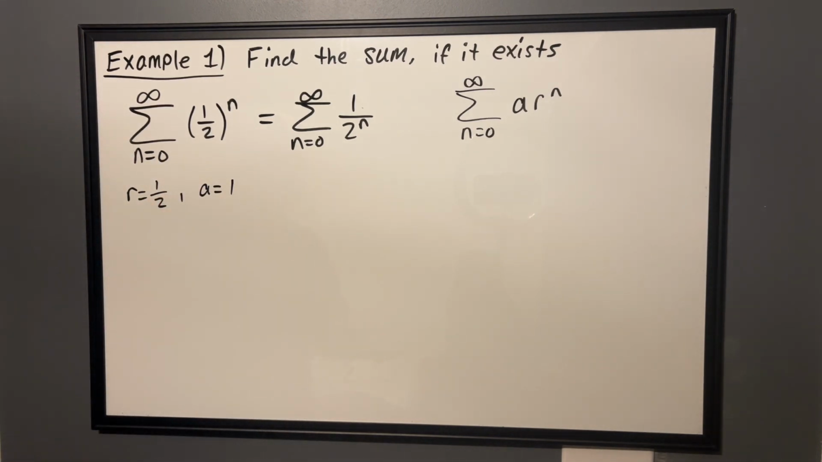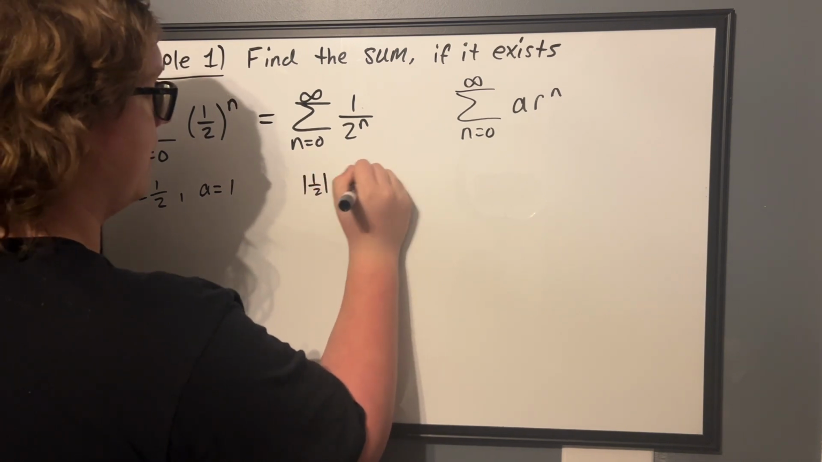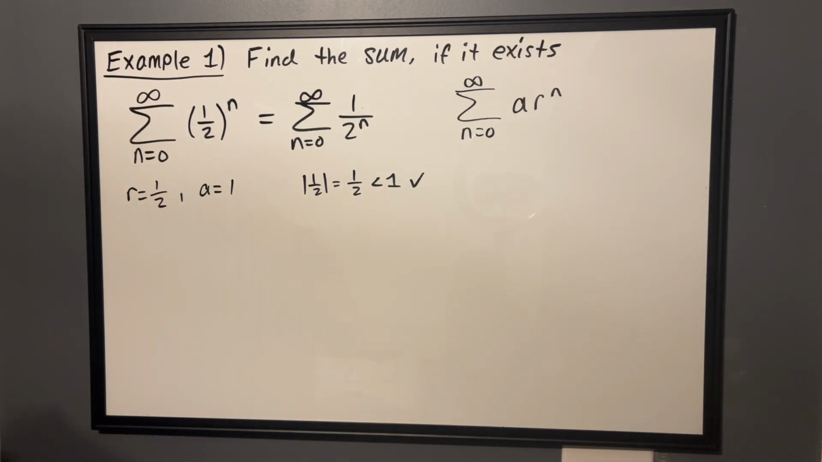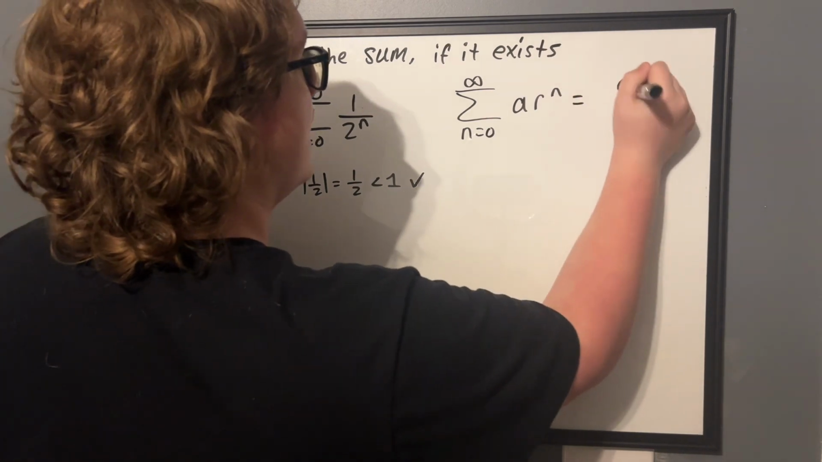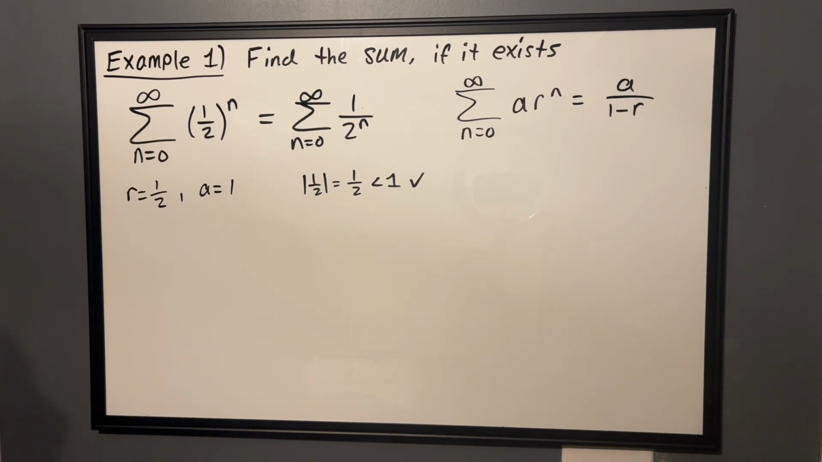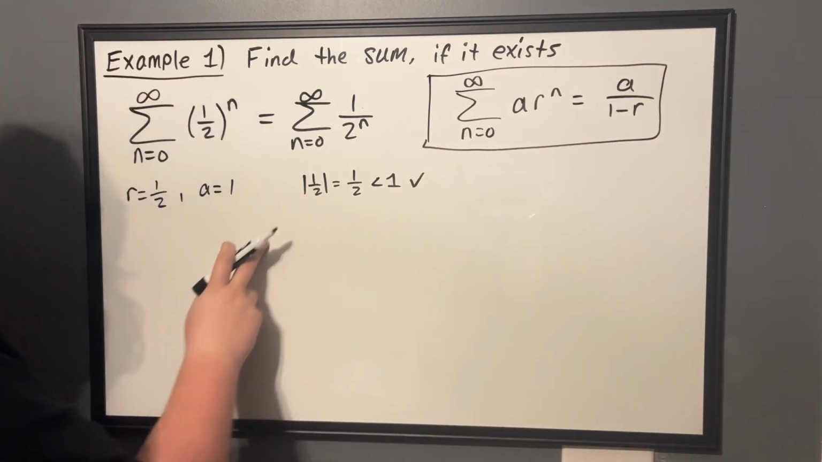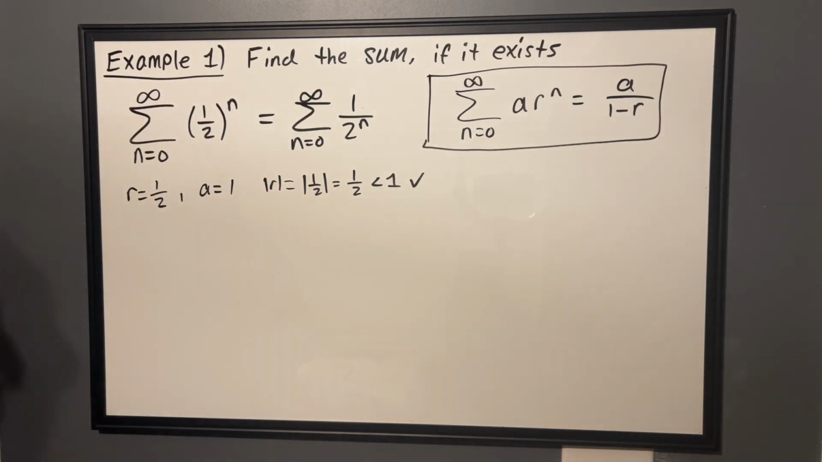That's all the information that we need to know, because remember, we can figure out the sum if the absolute value of r is less than 1. The absolute value of 1/2 is equal to 1/2, which of course is less than 1. So we know that we can find the sum of this series. And remember, the general form is a over 1 minus r. I know we just went over that, but for this first example, I'm going to show this part because it is so important. We have to make sure that the absolute value is less than 1, which it is in this case.